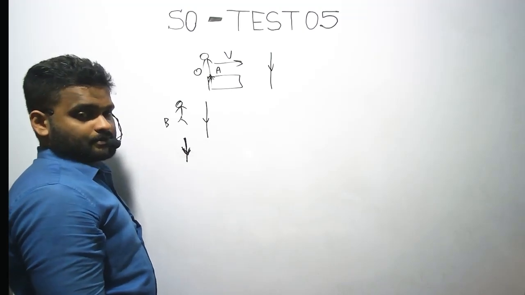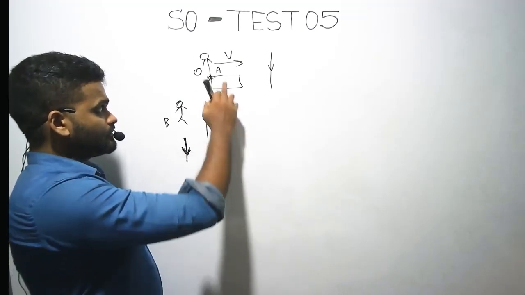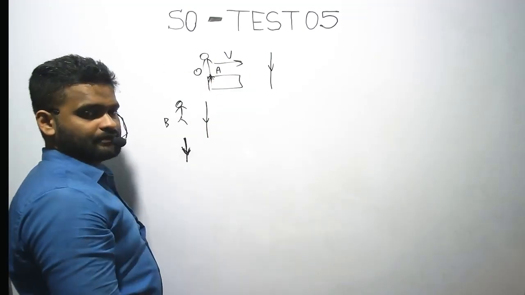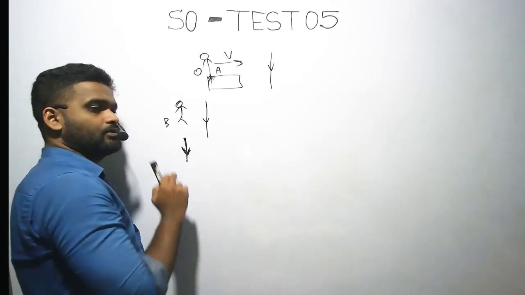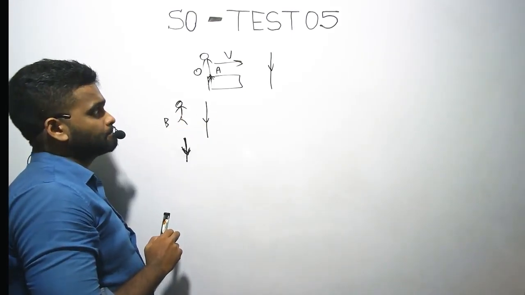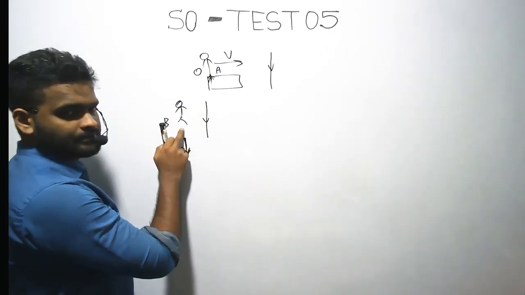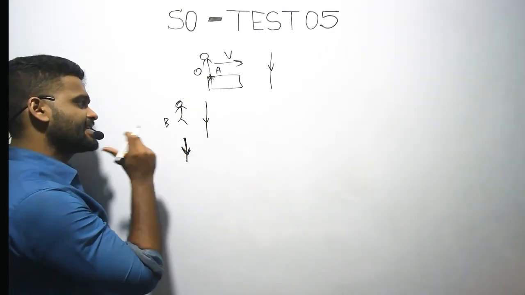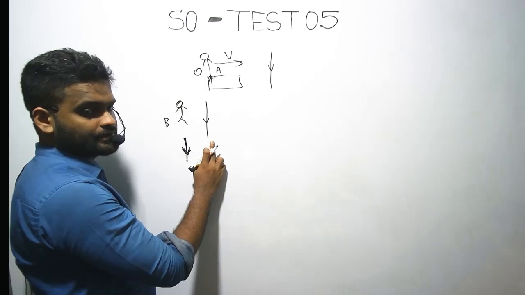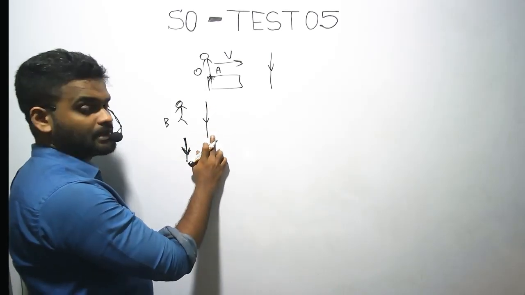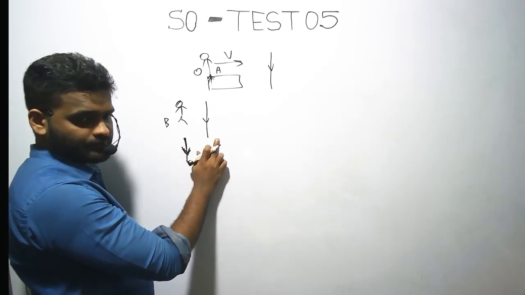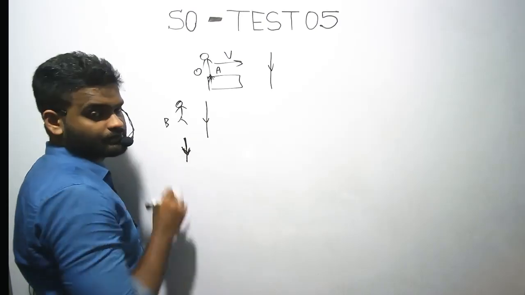So what's the difference between A and B? A has a horizontal velocity V, but B doesn't have a horizontal velocity. First I'll think about B. So in the vertical direction, this is what's seen by B. This is not the whole motion of the ball. This is only the vertical motion of the ball.